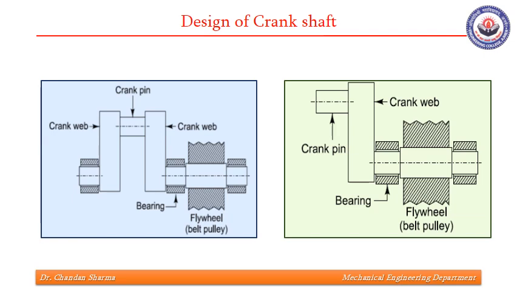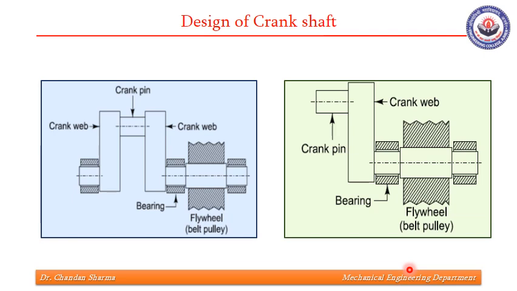Just to recall what we have done, the crankshafts are of two types. One is center crankshaft and another is overhung or side crankshaft. In a center crankshaft, there are two crank webs and three bearings, 1, 2 and 3. Whereas in a side or overhung crankshaft, there is only one crank web and two bearings. In this presentation, we would like to discuss problems pertaining to both center crankshaft as well as side crankshaft.